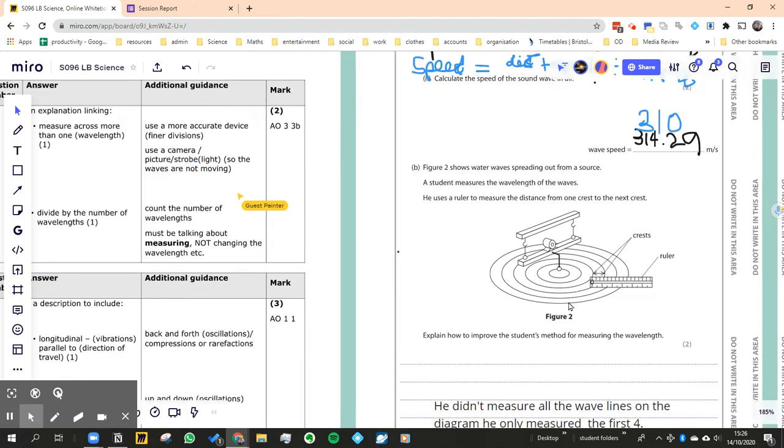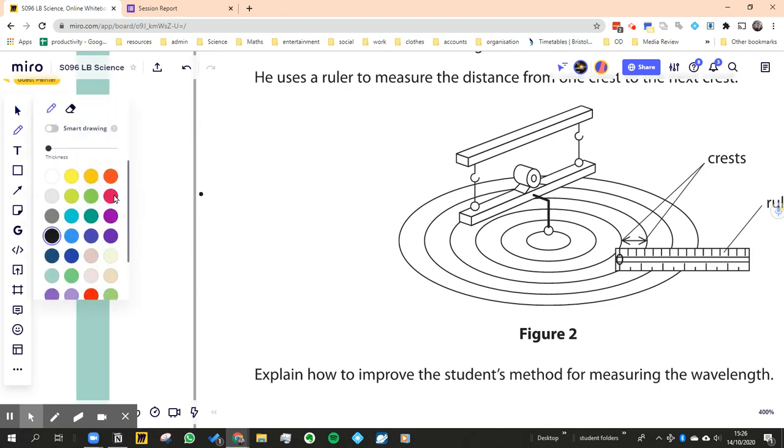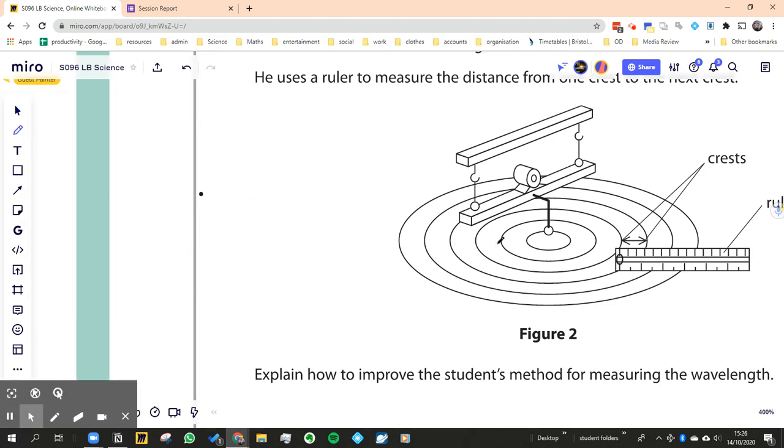So let's have a look at how many actual wavelengths there are. I'm going to go from the middle to the left. Middle to the left. So we've got 1, 2, 3, 4, 5. All right. So there are 5 wavelengths.